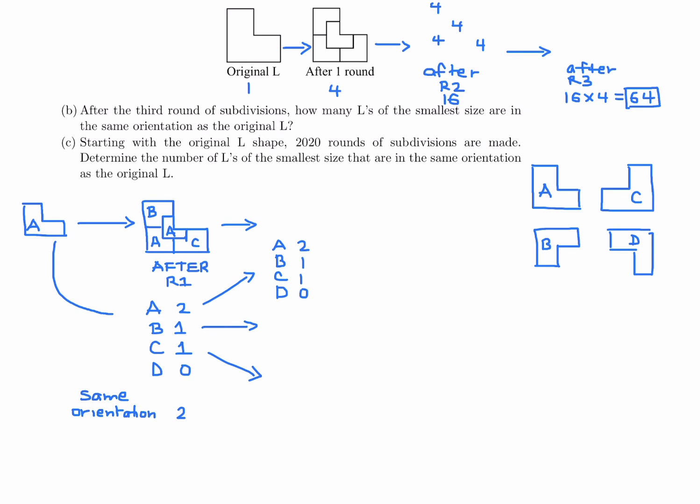A always results in 2, 1, 1, 0. So that one we've got. What about B? Okay, I'm not sure. So what I'll do is I'll just draw a B, and I'll see what happens when I split it. So here's a B, and let's just split it the way we're supposed to.